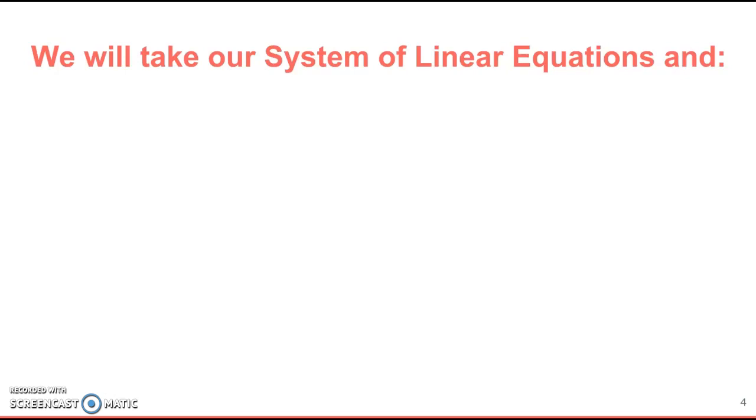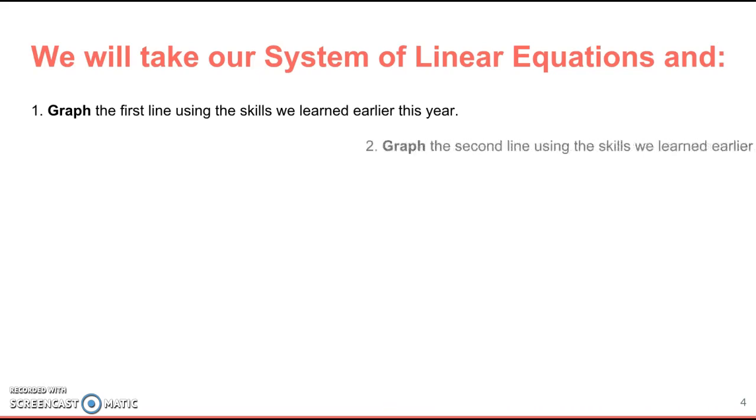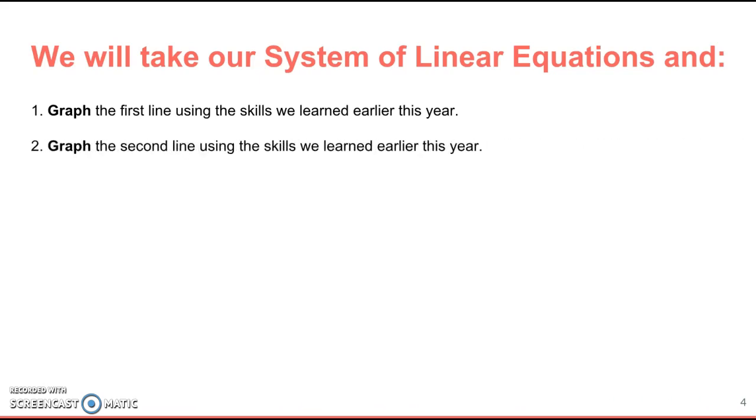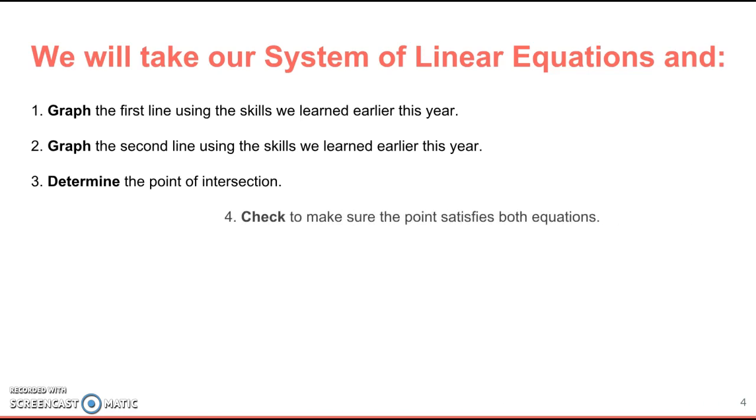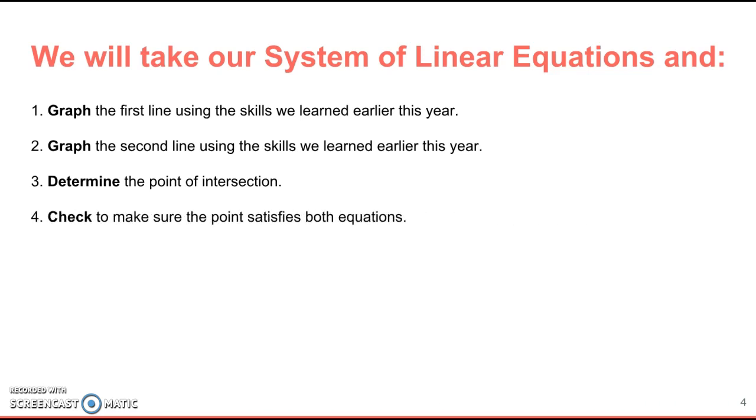So we will take our system of linear equations and do 4 things. 1. Graph the first line using the skills we learned earlier this year. 2. Graph the second line using the skills we learned earlier this year. 3. Determine the point of intersection. And 4. Check to make sure the point satisfies both equations.